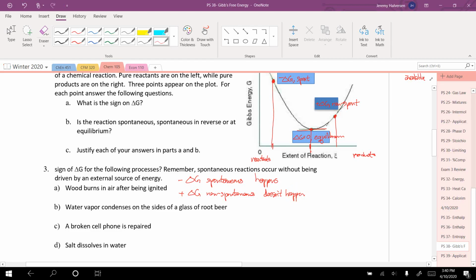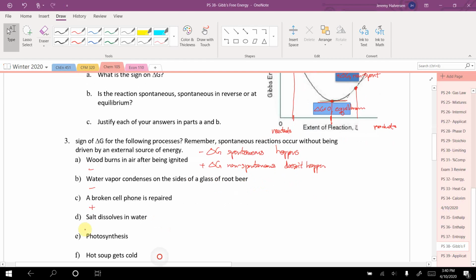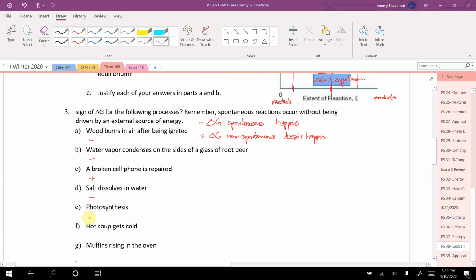Okay, so wood burns in air after being ignited. Does that happen? Yes. Negative delta G. Water vapor condenses on the side of a glass of root beer. I know that happens as long as the root beer is cold, right? So that's going to be negative. A broken cell phone is repaired. If my cell phone is broken, does it just spontaneously or on its own get fixed? Nope. So that's non-spontaneous, so it's positive. Remember, this is delta G. Salt dissolves in water. That happens. That's negative. Photosynthesis. Does photosynthesis happen? Sure it does. So that's negative.